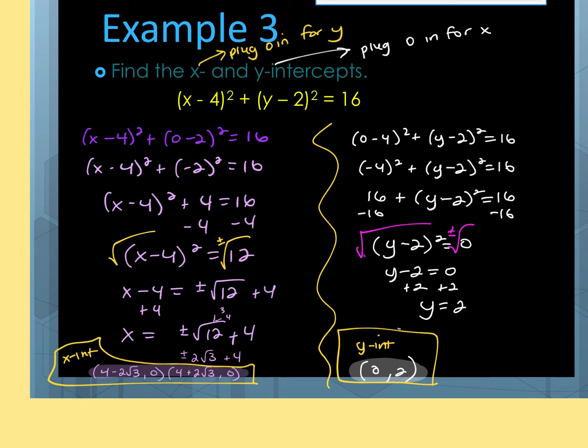Because it's a circle, there could be 2 of each. There could be none of each. There could be 2 of one and like 1 of the other, like it is right now. Like this is touching the y-axis and crossing through the x-axis twice. So it could happen, just depends on where you're moving your circle.